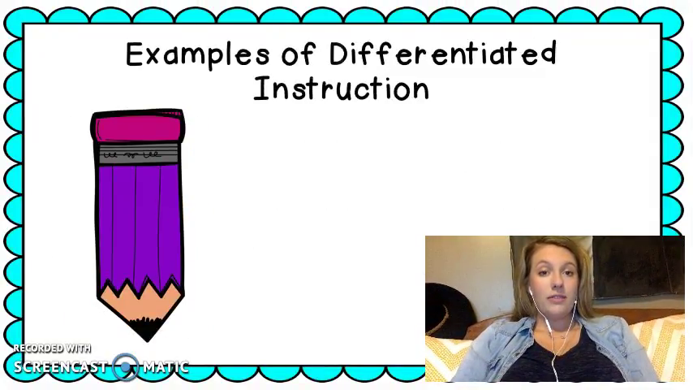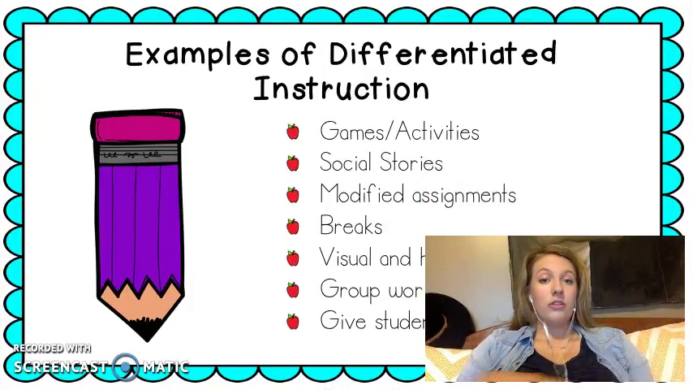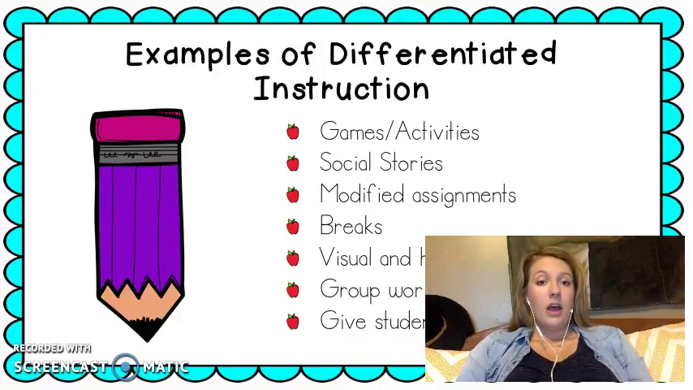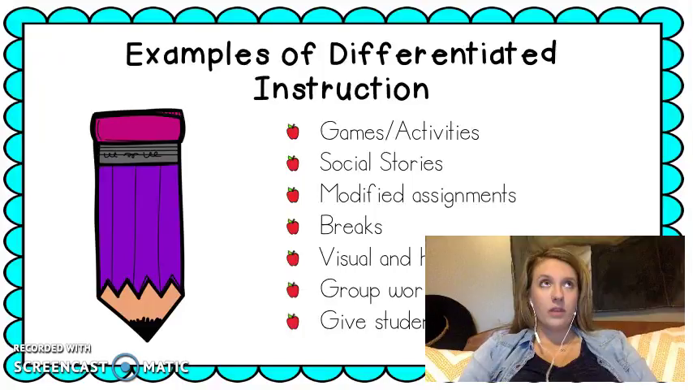So, examples of differentiated instruction. A few you can do are games and activities. A lot of those can also be online games like Kahoot and other quizzing sites. Those are really fun. Math games, those are just extra ways that the kids don't really think that they're learning, but they are learning and also having fun.